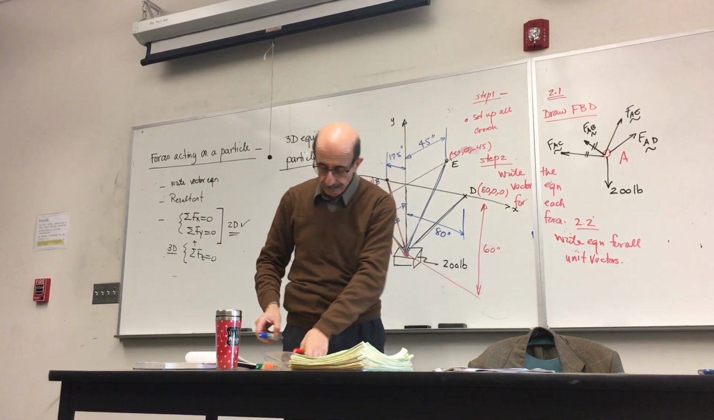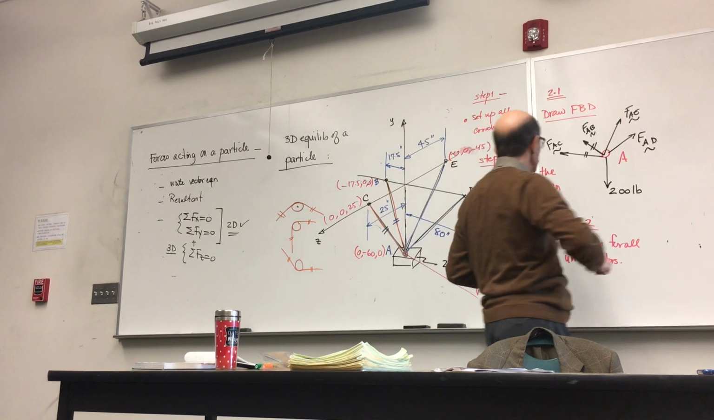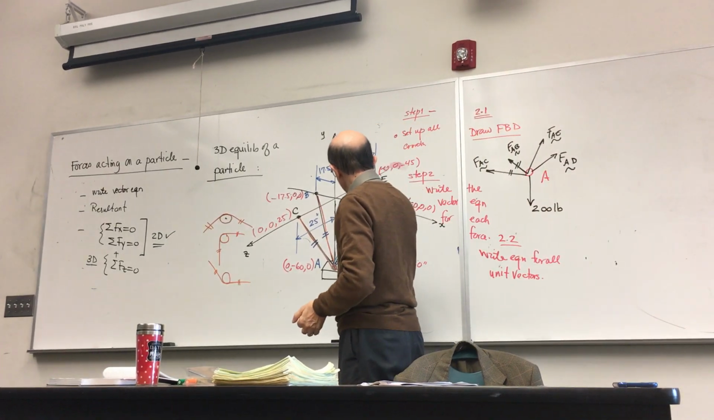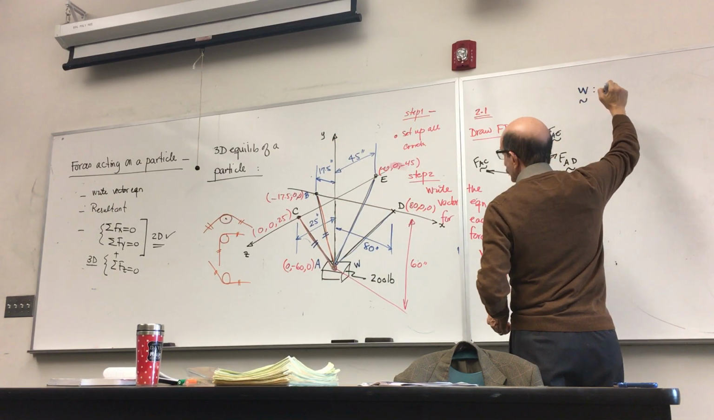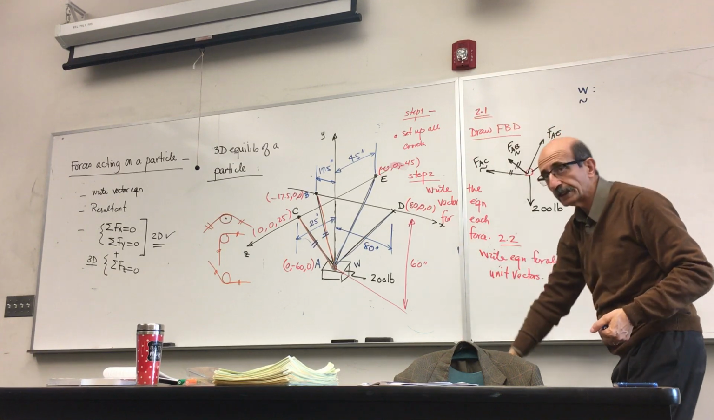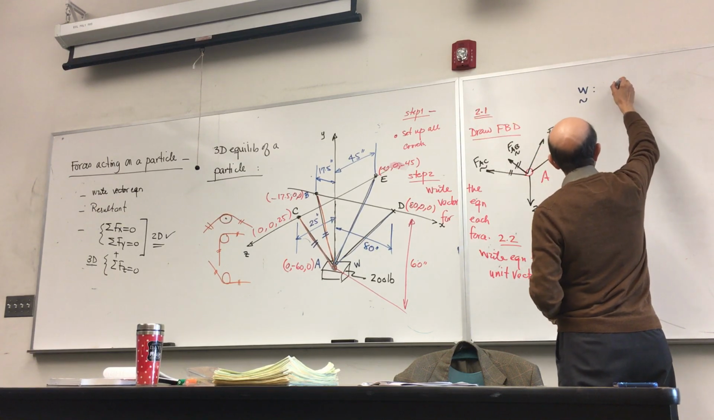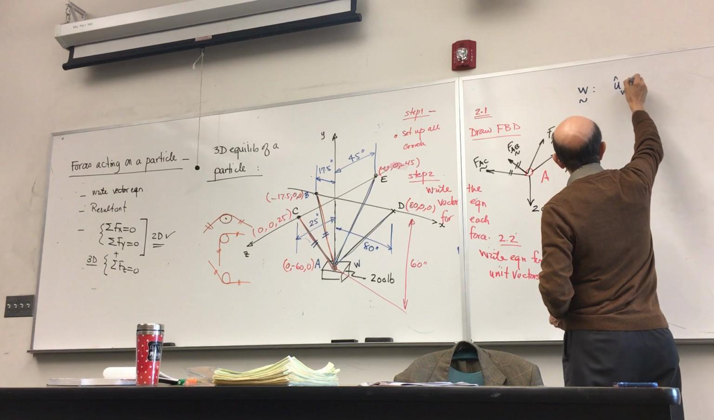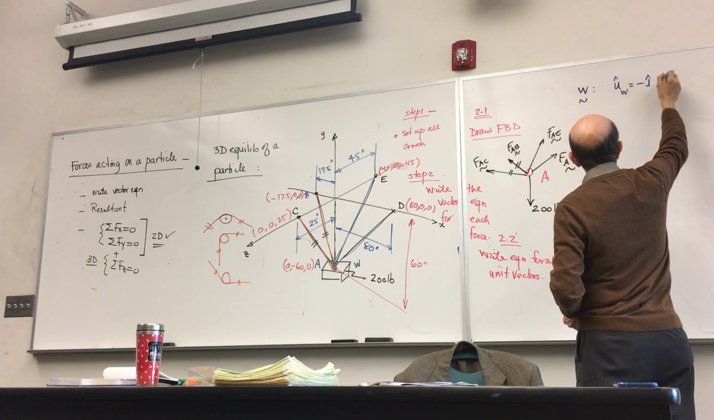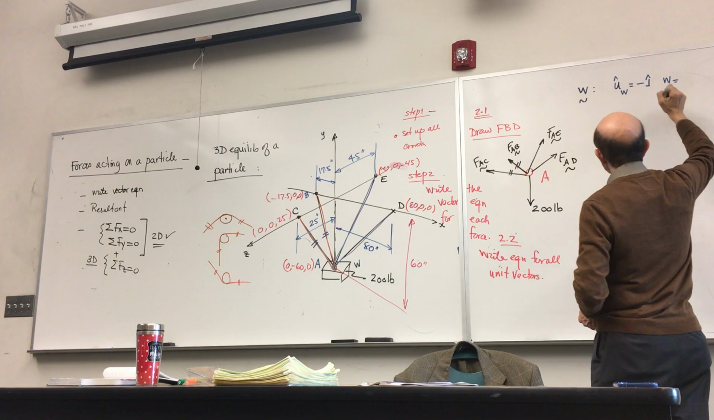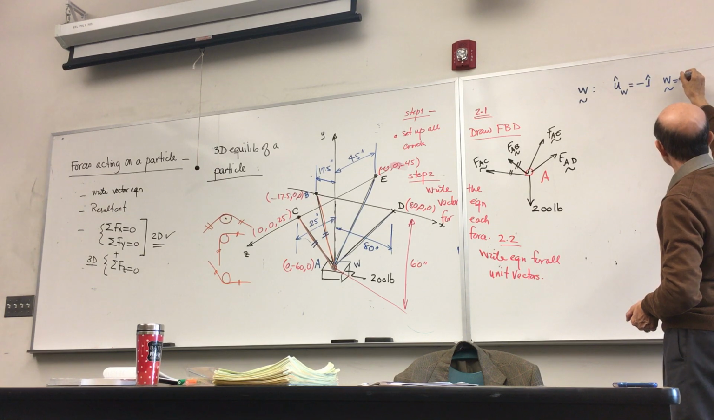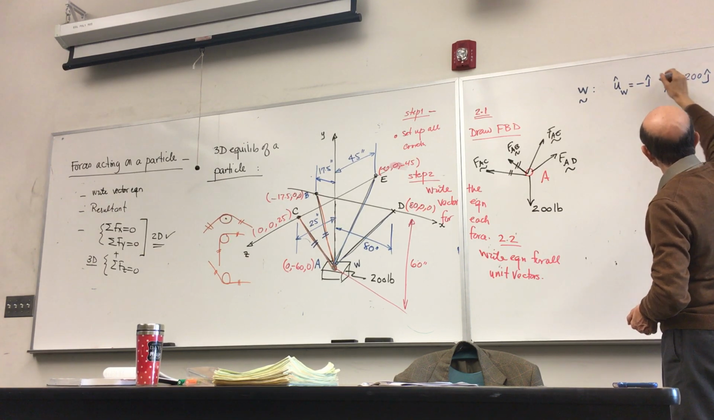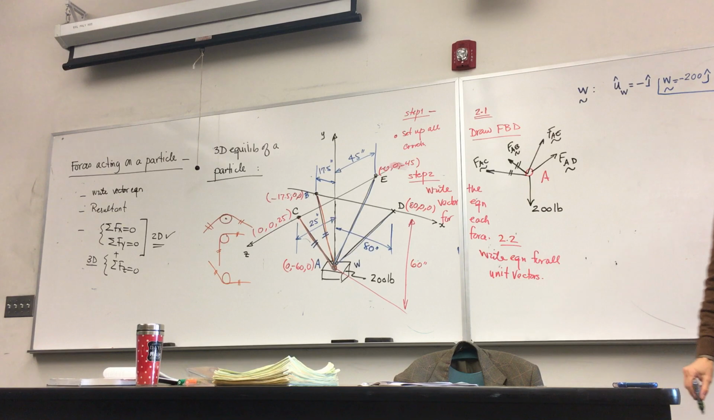For the 200-pound force, which let's call this W, W is the easiest one because the unit vector is along the negative direction of Y. So U along W is just negative J. And we know that the force is written as the magnitude of the force times its unit vector. So this would be the equation for that given load. Any question? Okay.